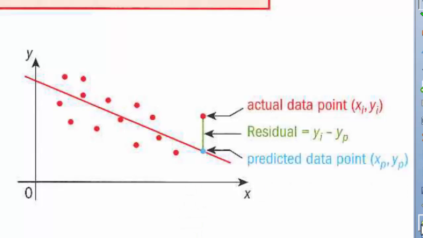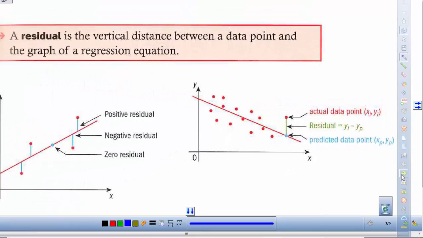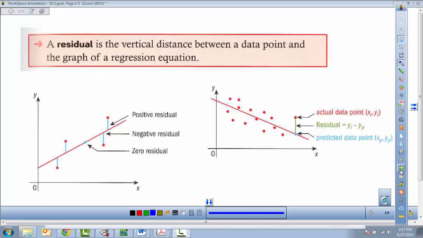When we do a regression, we're hoping to make these residuals as small as possible. That's our overarching goal with these lines of best fit. The best line is going to be the one that has the smallest residuals. That is the line that gets the closest to as many points as possible.